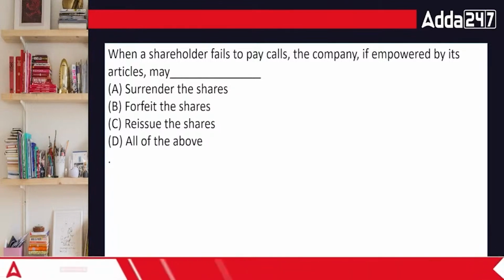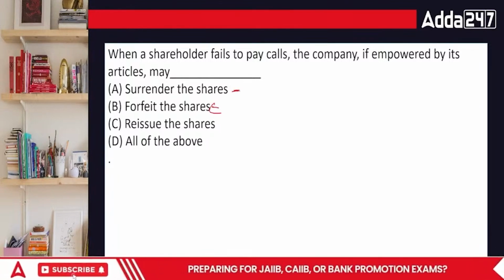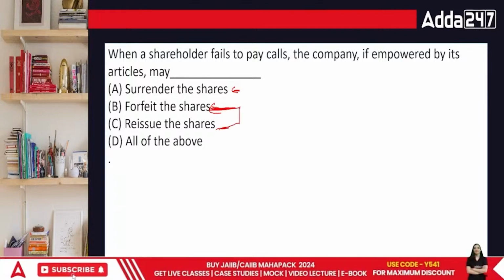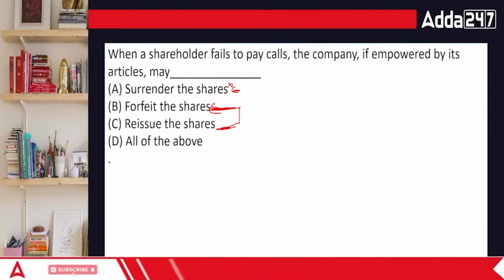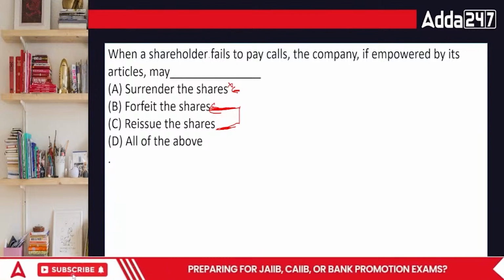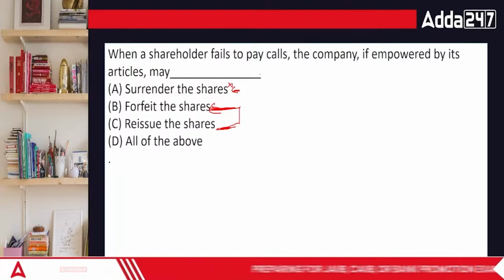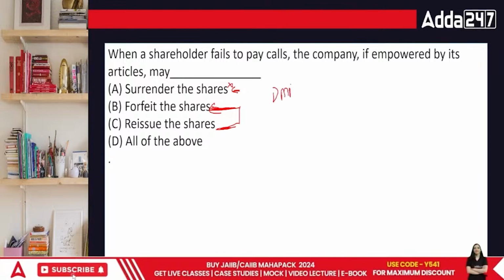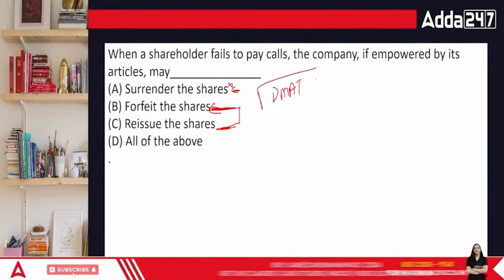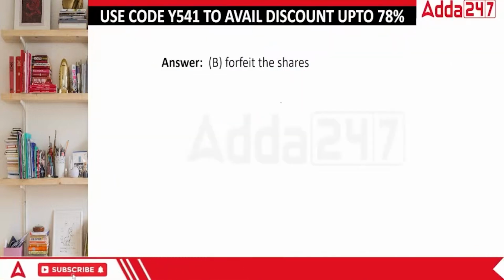So in this case, the correct answer is forfeiture. Surrender is not the option, because first of all, you must have that option, only then it can happen. People don't surrender their shares that easily. So all these other points are out. Thanks to DMAT, either you pay or you don't buy the share. That's it. There's nothing called forfeiture anymore in the practical world.